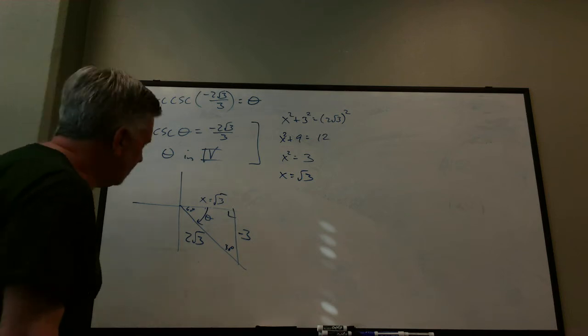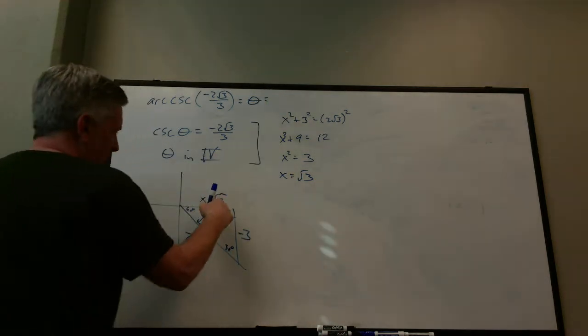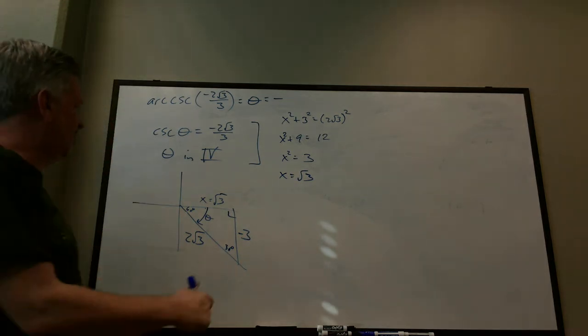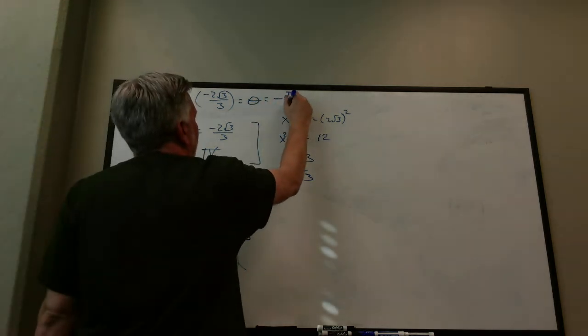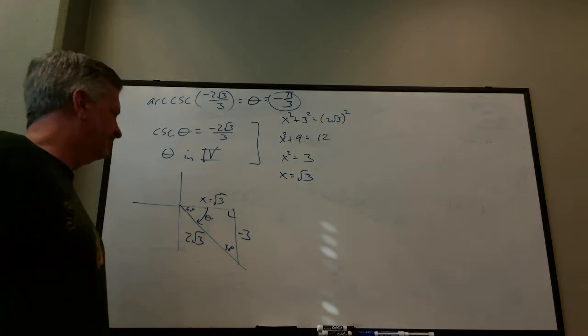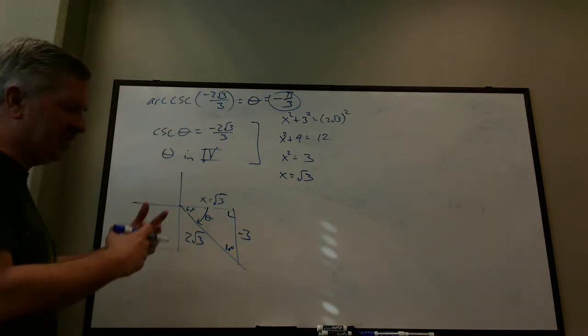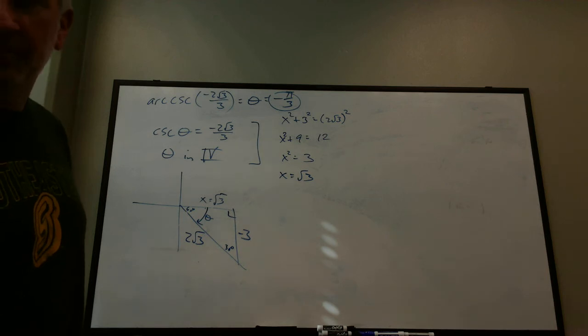And so to answer the question now, what is theta? Okay, again, we're going down in the fourth quadrant. It's a negative angle. It's negative 60 degrees, which is negative pi over 3. There's your answer. So again, once you get the two facts, you draw your picture, and then you just have to sort it out from stuff we already know.